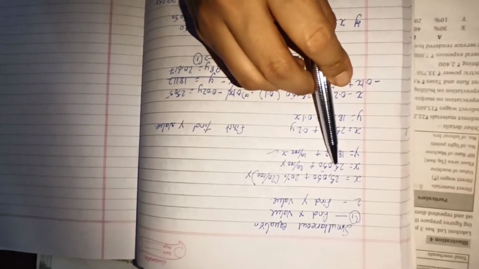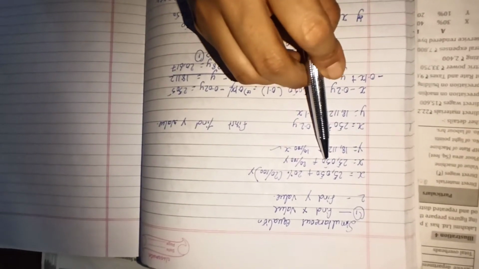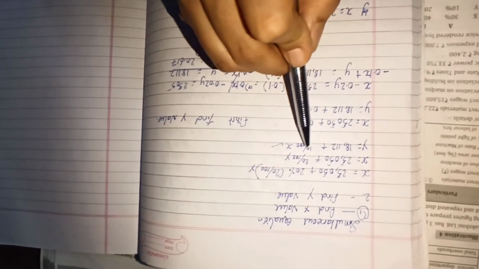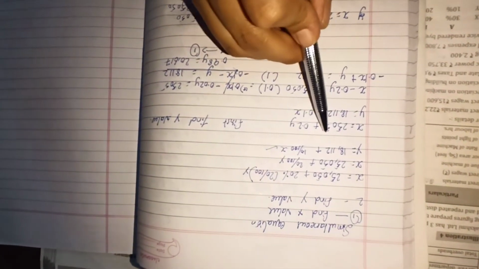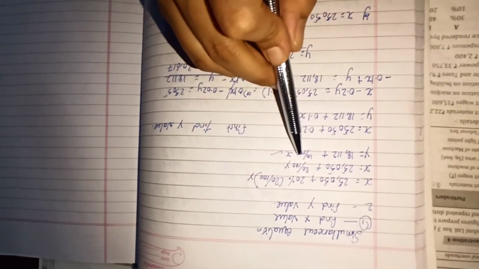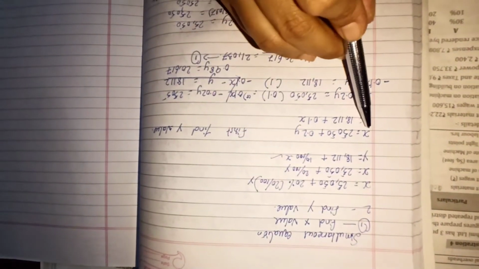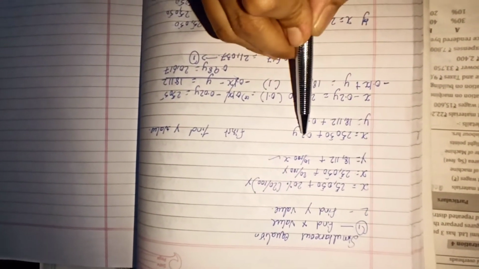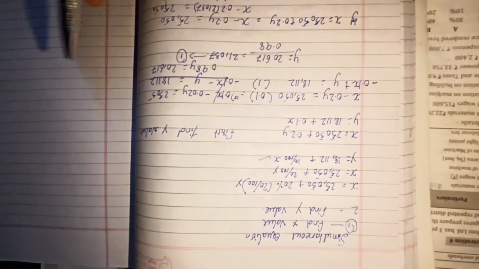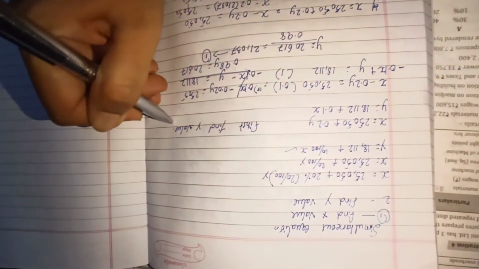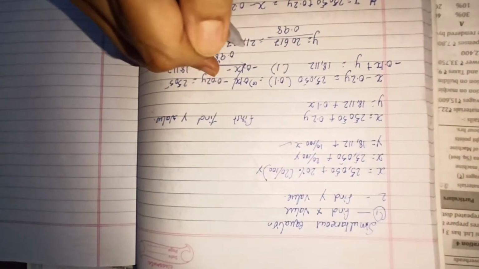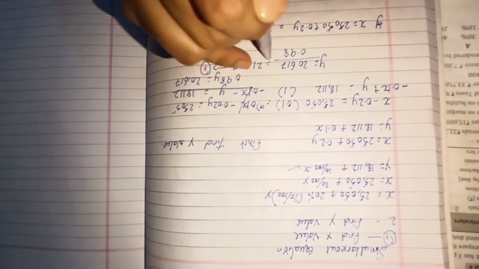So x is equal to 25,050 plus 20% y. Y is equal to 18,112 plus 10% x. Now 20 divided by 100 is 0.2 y, and 10 divided by 100 is 0.1 x. So x is equal to 25,050 plus 0.2 y, and y is equal to 18,112 plus 0.1 x. First and foremost you have to find the y value. The thumb rule is that we cancel x and calculate the value of y.